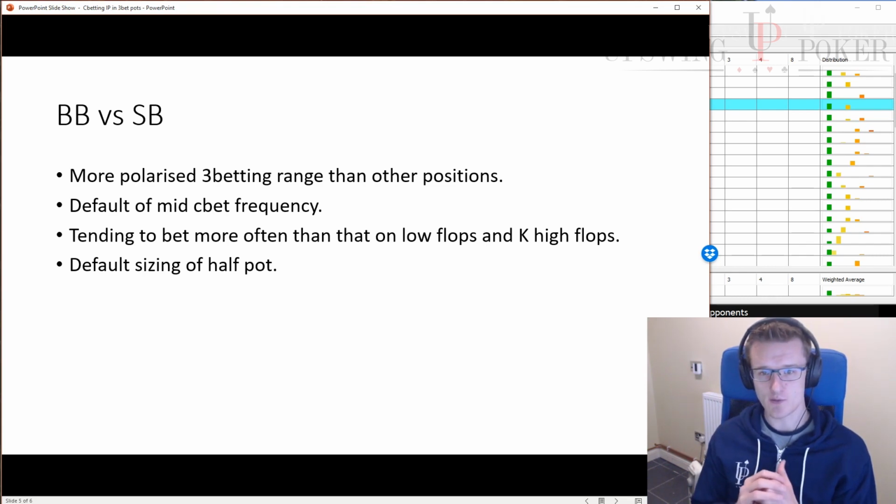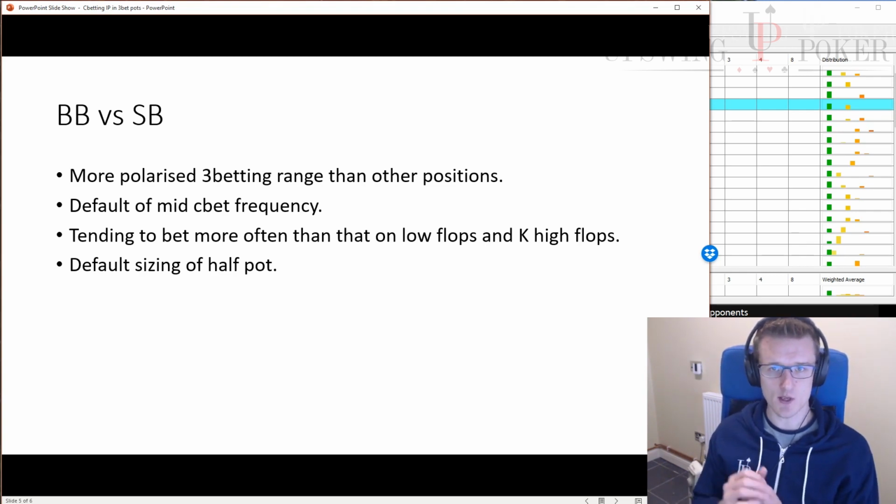In the next video I'm going to talk about some hand selection on a 9-8-4 board, and we're going to talk about how we play different hand types as we usually do, and pretty much some exploitative stuff there as well. So I shall see you for that.